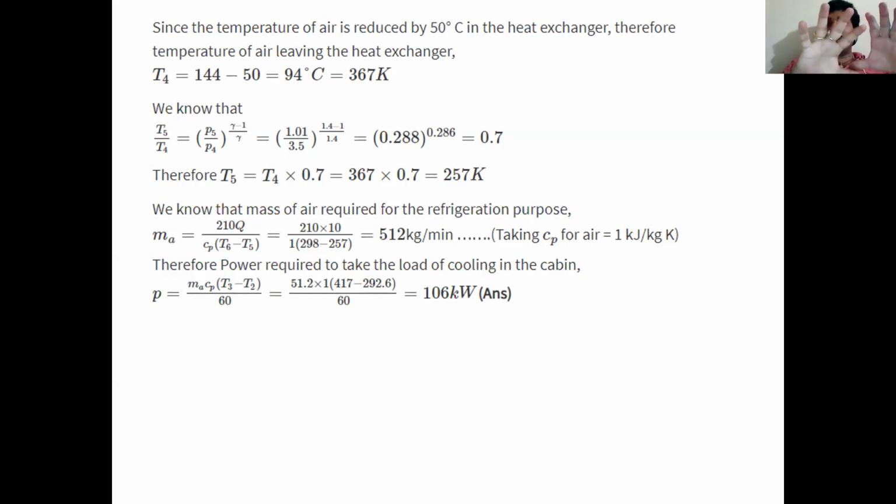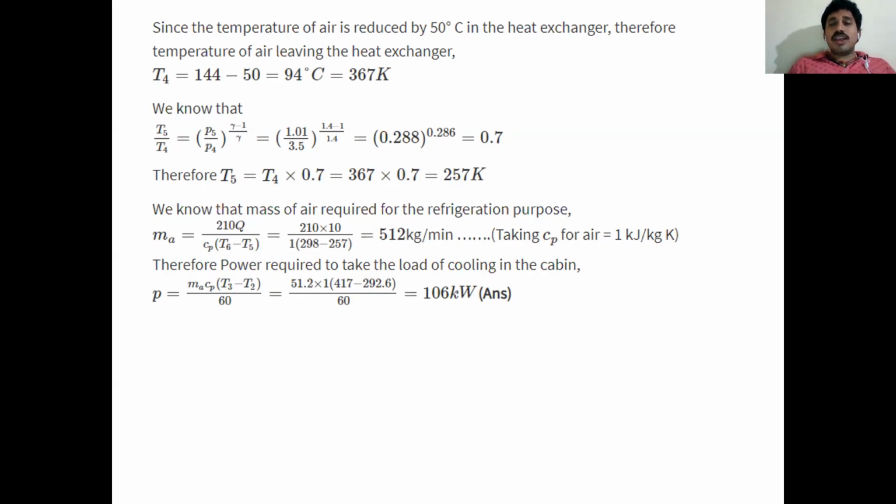So like that we got all the temperature values in the cycle. The T6 value was given in the problem, so all temperature values we know. Now we'll move to the objectives. They need two objectives. The first one is the power required to drive the compressor. Power means m Cp delta T. So the m value is required first of all. Before calculating power, we need to calculate m, the mass flow rate of air.